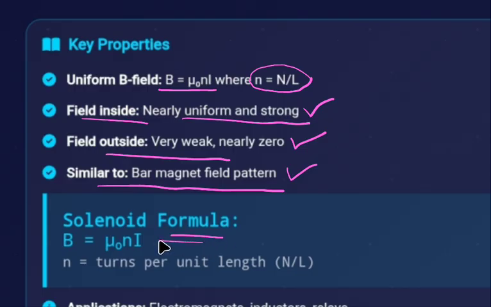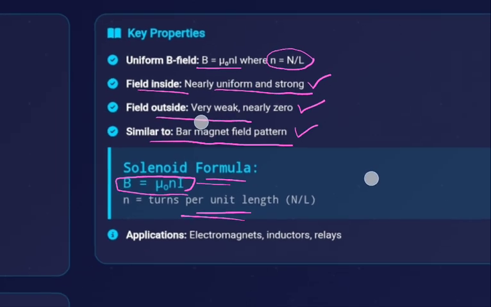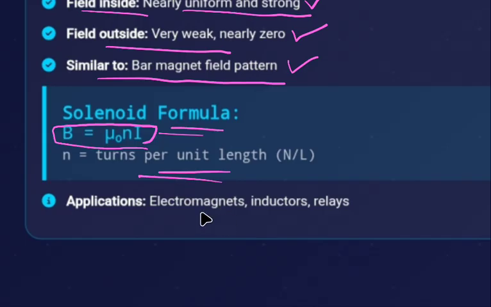For solenoid, the magnetic field is mu naught nI. n is the number of turns per unit length. Electromagnets, inductors, relays. We use this.